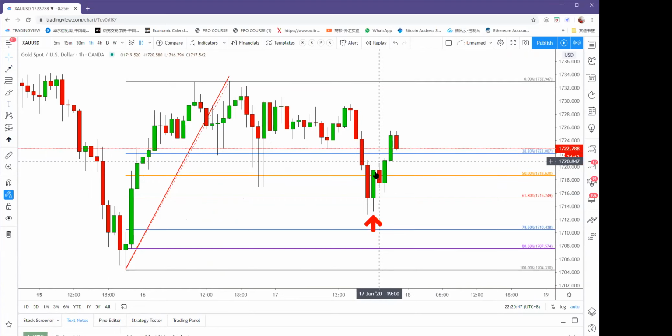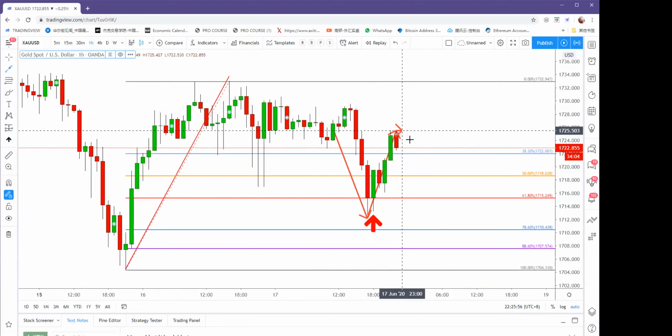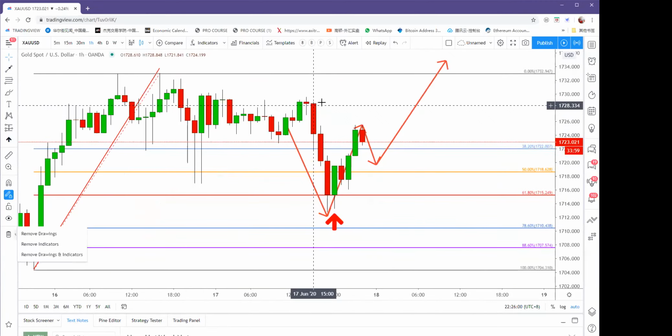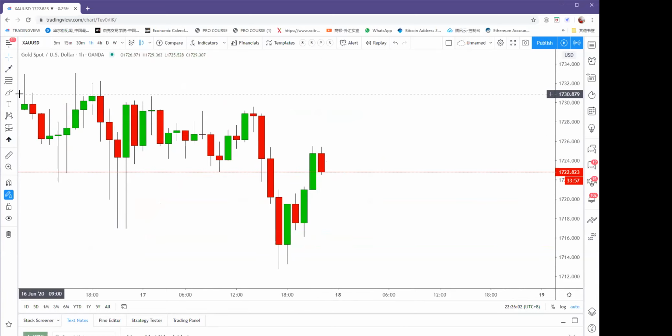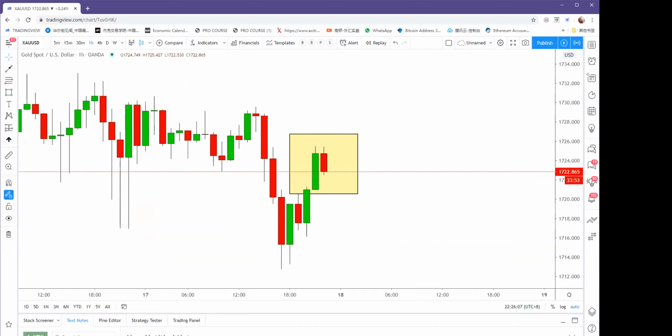Okay, so what we're going to do is we want to use this pivot. We want to capture a pullback and go for another rally. And let's find out what these price actions are. Can you identify it? What's this? Yes, very good. It's an inside bar, right?